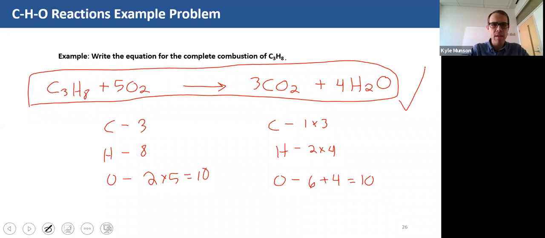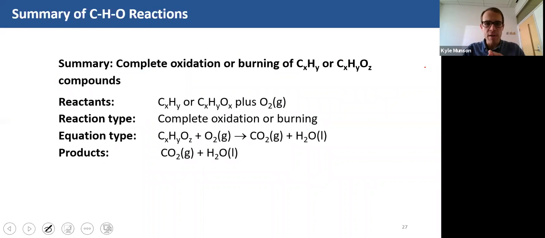All right, so that's pretty much it for combustion reactions. Here's a summary of them. You have reactants that are either carbon-hydrogen or carbon-hydrogen and oxygen compounds. You add oxygen on the reactant side. Okay, it's a combustion or an oxidation reaction or a burning reaction, all kind of the same idea. So this is what your equation is going to look like. Basically, the compound you're given to start out with plus oxygen gives you CO2 and water always, because CO2 and water are the products of such a reaction.